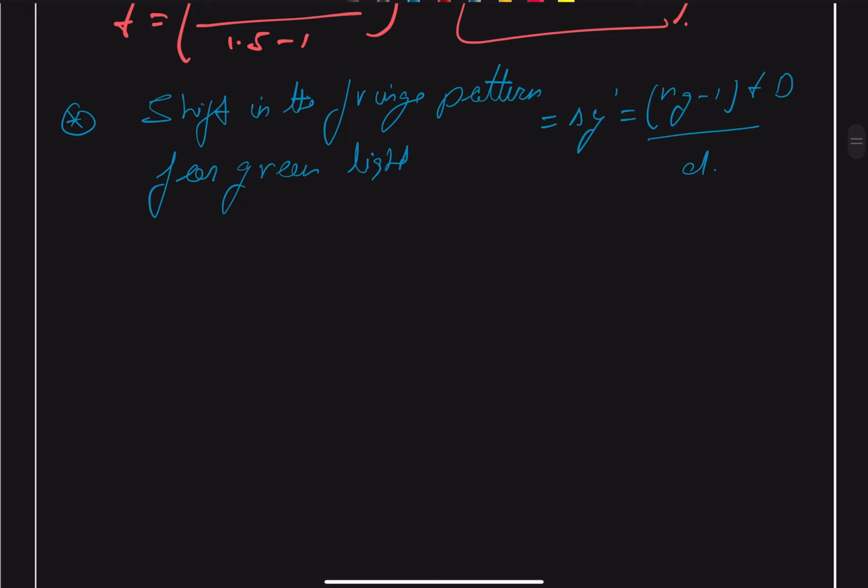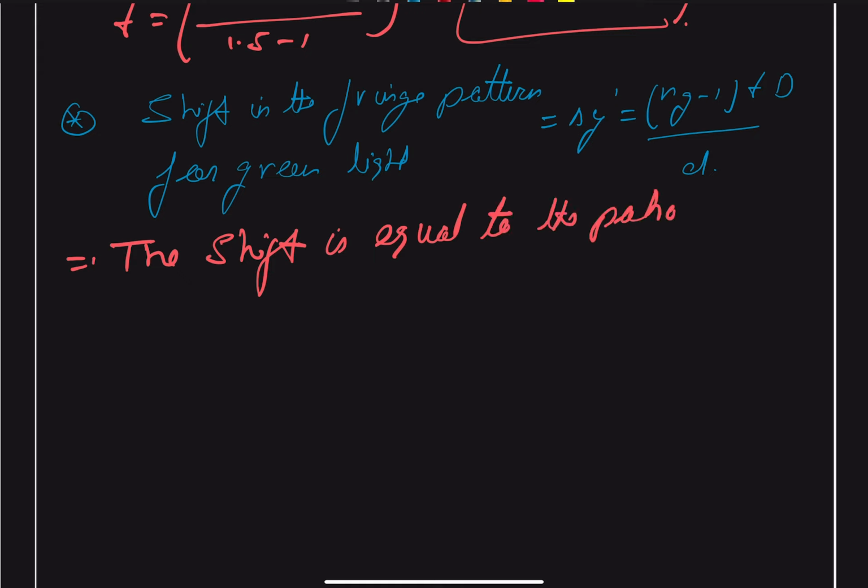And we say the shift is equal to the position of the sixth bright fringe for red light.